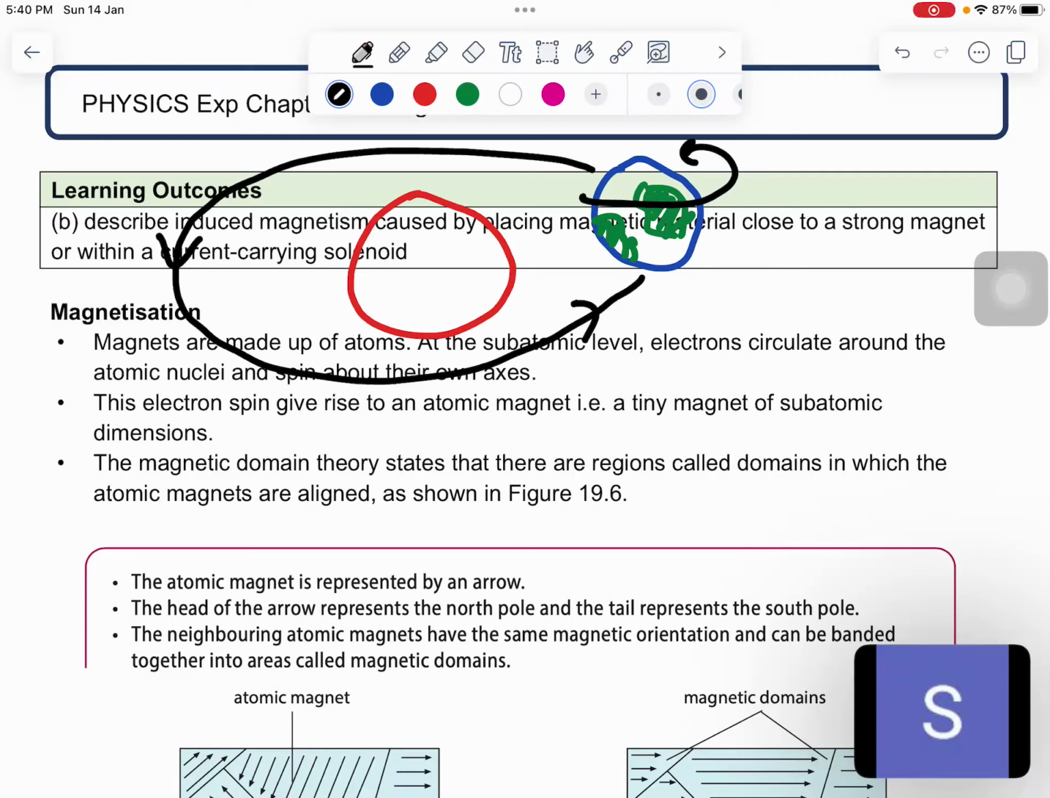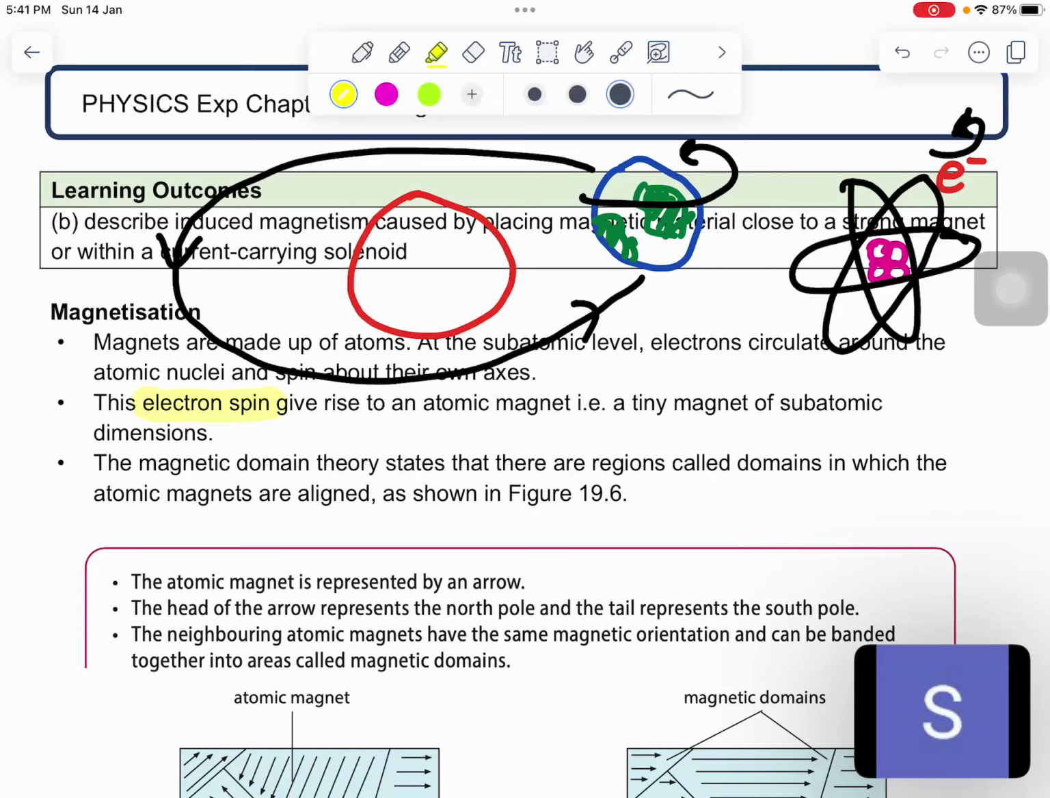Similarly, an electron orbiting around its nucleus, this is a nucleus, an electron, as it orbits around the nucleus, it is also spinning about its own axis. And this orbit of the electron gives rise to an electron spin. So this is the meaning of electron spin. This electron spin gives rise to atomic magnets. So each of these electrons are magnets.